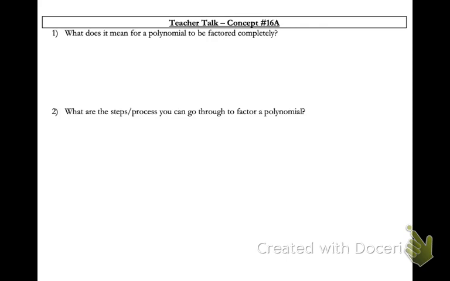So, number one, what does it mean for a polynomial to be factored completely? Well, if we go back to the notes, it means that you'll end up with a product of simpler or unfactorable polynomials. So they can't be broken down any further into things multiplied together. So when you completely factor a polynomial, you will have a product of simpler or unfactorable polynomials.